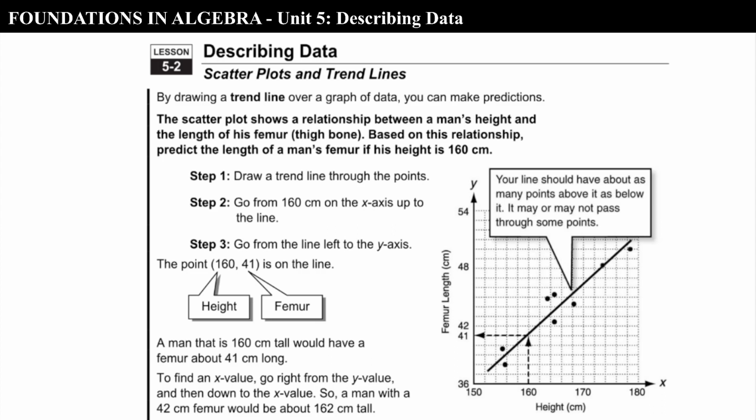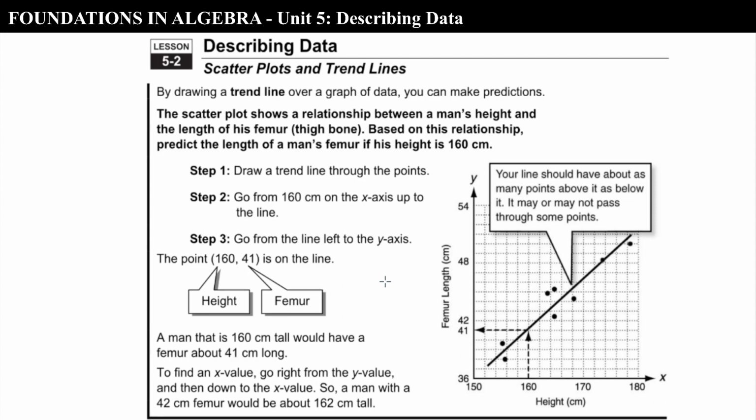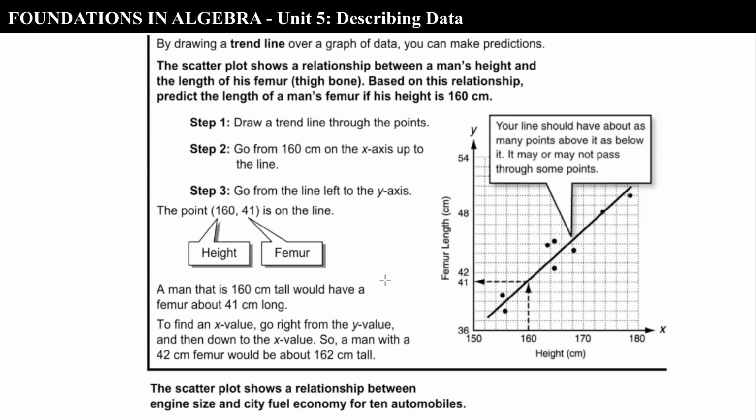The scatter plot shows a relationship between a man's height and the length of his femur, or his thigh bone. Based on this relationship, we want to predict the length of a man's femur if his height is 160 centimeters. So what we do first is we plot the data and we draw a trend line through the points. Now your line should have about as many points above it as it does below it. It may or may not pass through some of the points, okay? So the trend line has been drawn right here, right through the data. You can see we have a few points on one side, a few points on the other, and it's roughly evenly split. Now, once we have our trend line in place, that's what we're going to focus on.